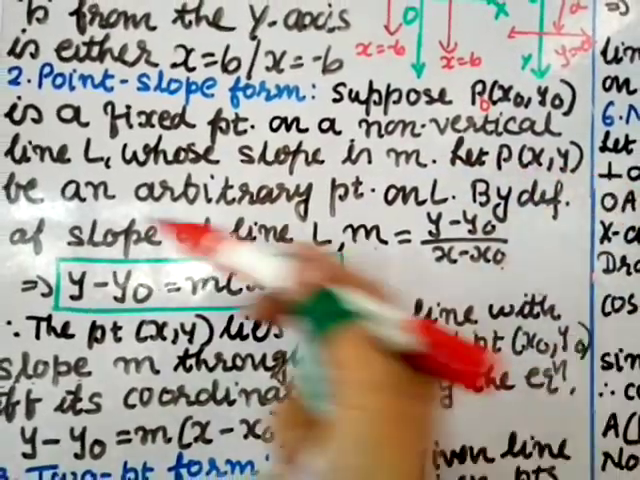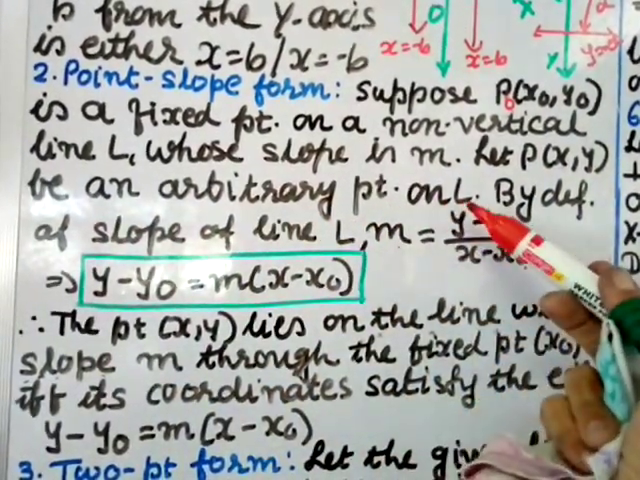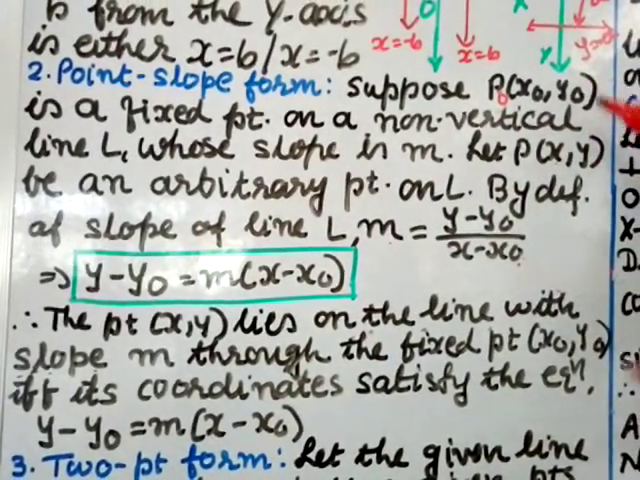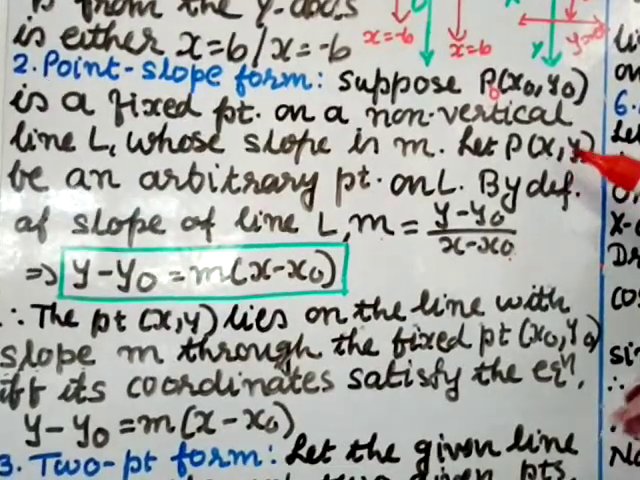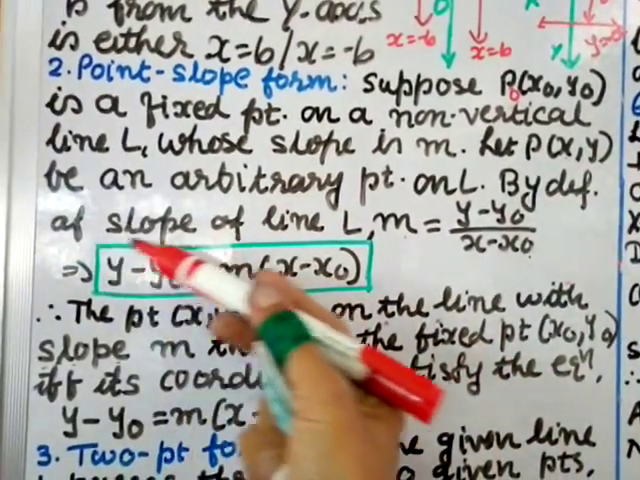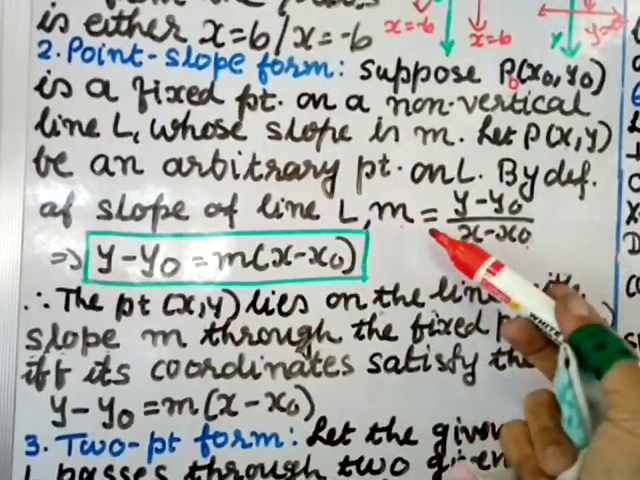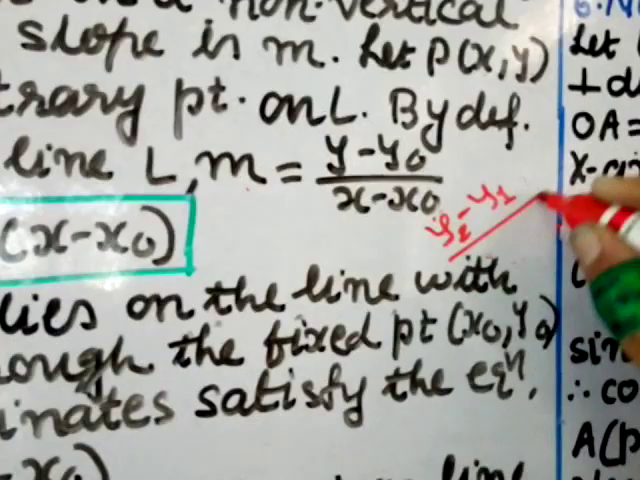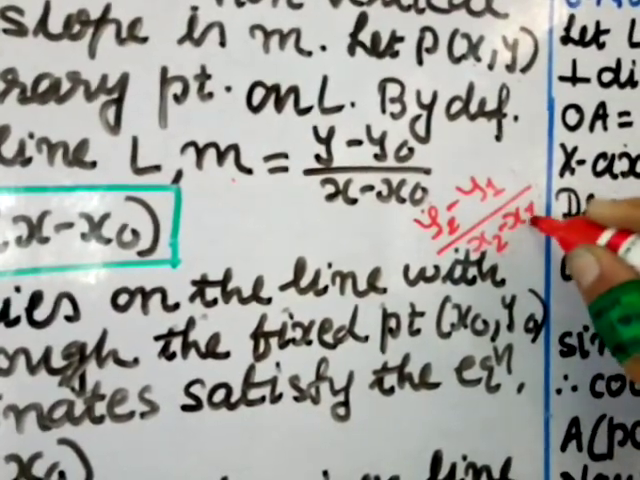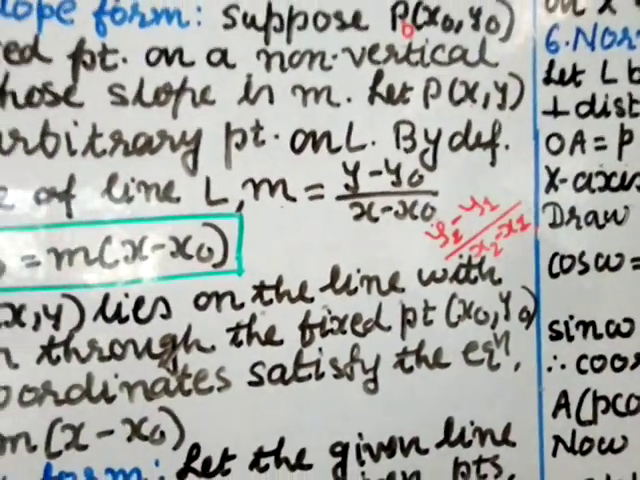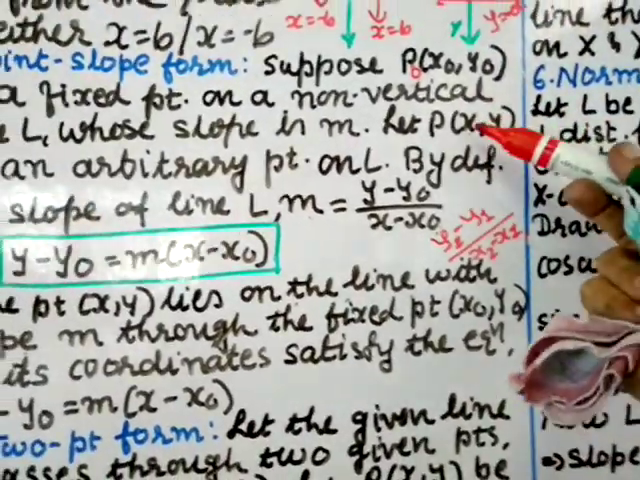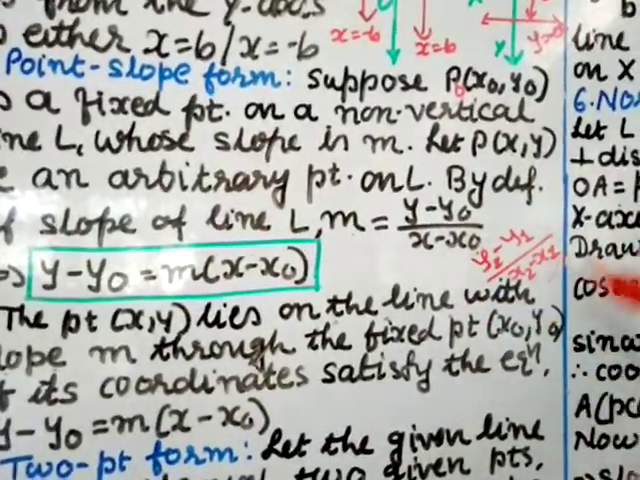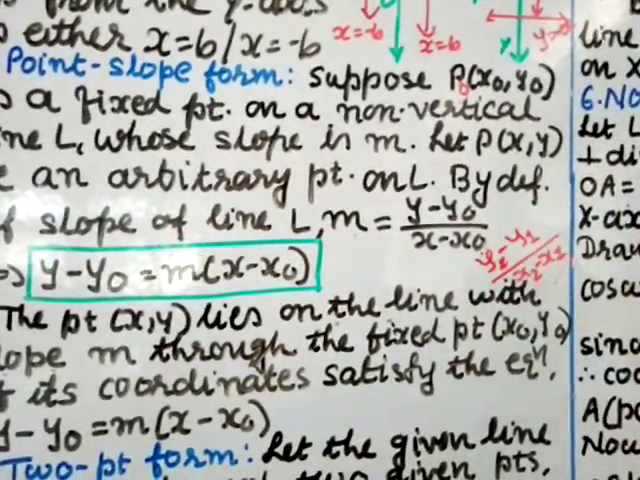Let P x y be an arbitrary point on L. There is another point on line L, that is P x y. Now you have got 2 points, x naught y naught and x y. Then you know by the definition of the slope of a line L, m equals, you know the formula, y2 minus y1 divided by x2 minus x1. That is the slope of the line passing through 2 points, and you have got here 2 points. Call this as x2 y2 and this as x1 y1.